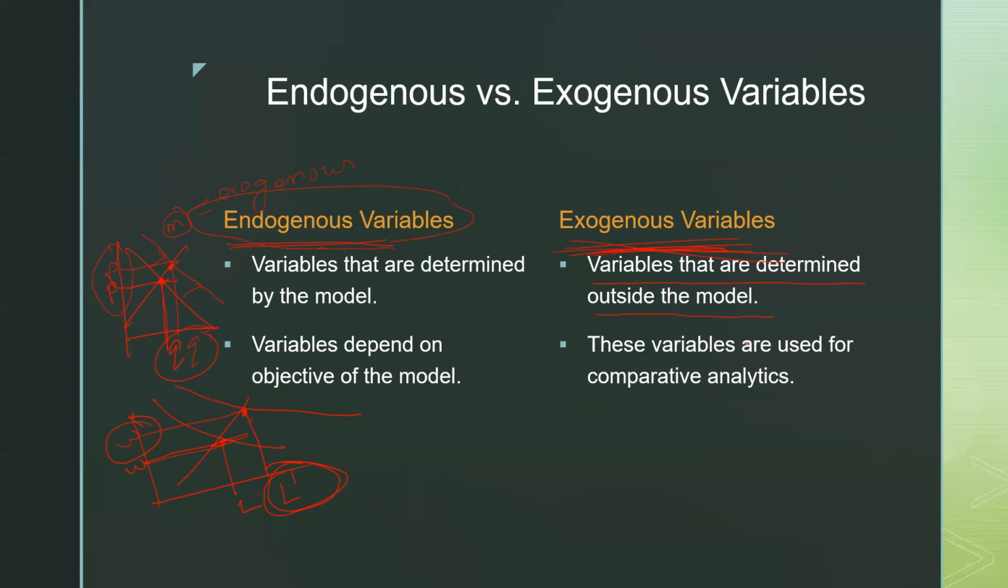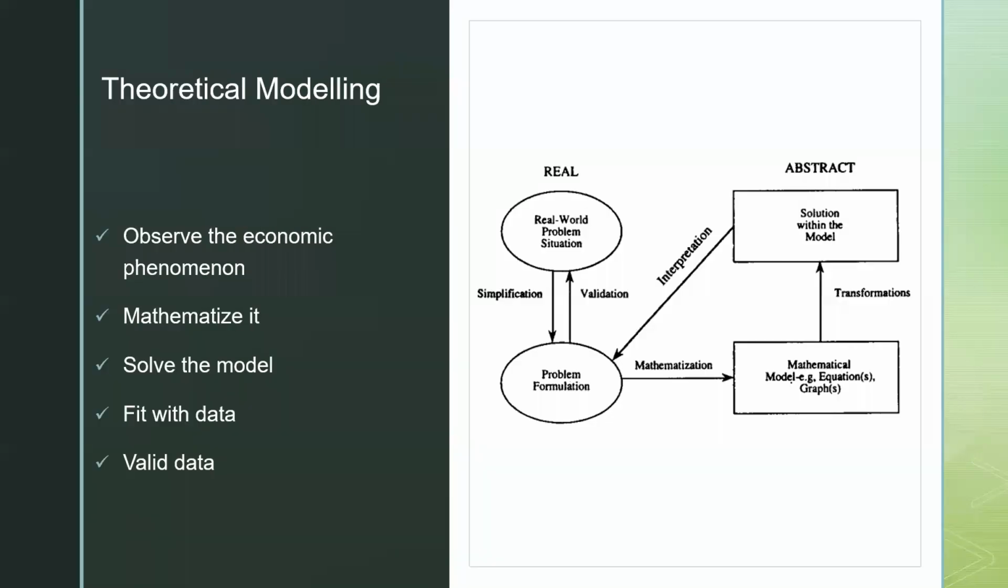And these models are used for comparative analytics. If some shift is happening, what is happening to our prices and quantities? If there is a shift happening in the labor demand, what is happening to the wage rate and labor? So they are used for this comparative analytics. All of you got it? So this is the endogenous variable and exogenous variable, and this is the difference.